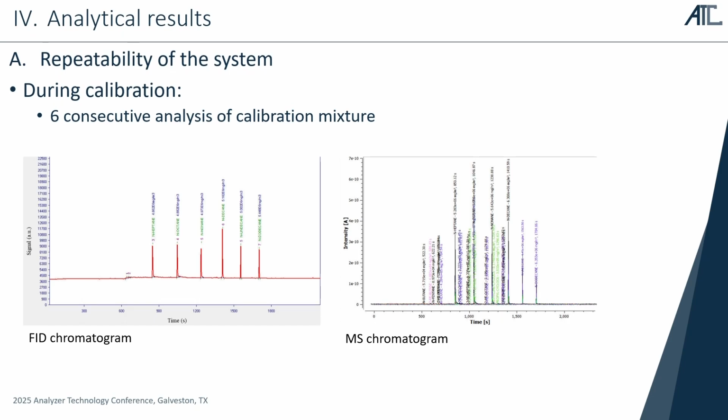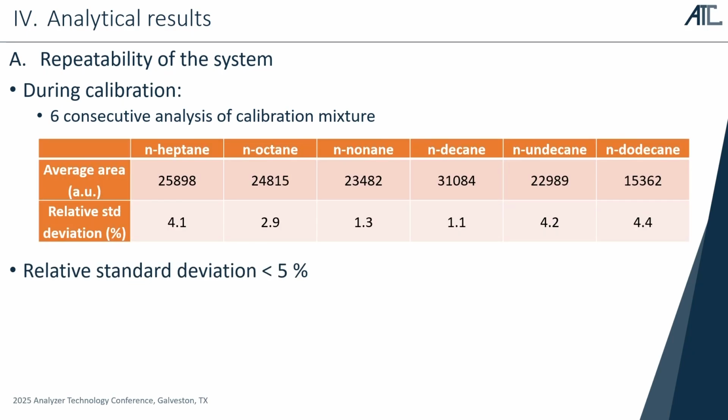So here are some results of the repeatability. On the calibration mixture, we obtain a chromatogram like this. This is the FID chromatogram on the left and the MS chromatogram on the right. They are the same, which is a good sign because they are at the end of the same column. And what we obtain is a relative standard deviation better than 5% on the peak area for the 6 consecutive analyses of the calibration mixture.